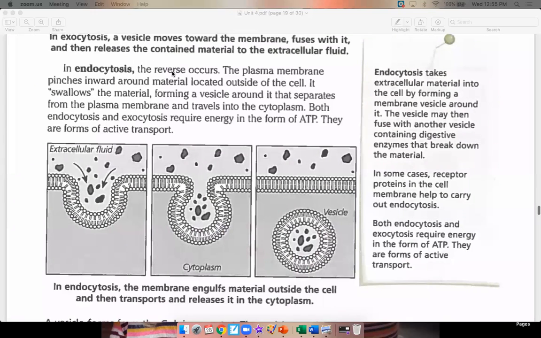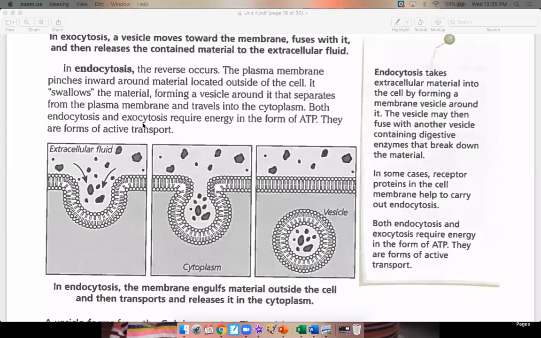In endocytosis, the reverse occurs. The plasma membrane pinches inward around the material located outside the cell. It swallows the material, swallows in quotation marks, forming a vesicle around it that separates from the plasma membrane and travels into the cytoplasm.